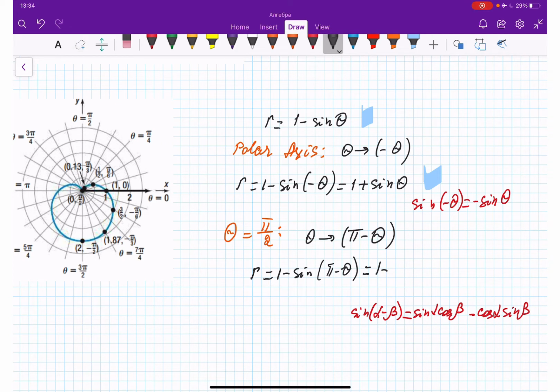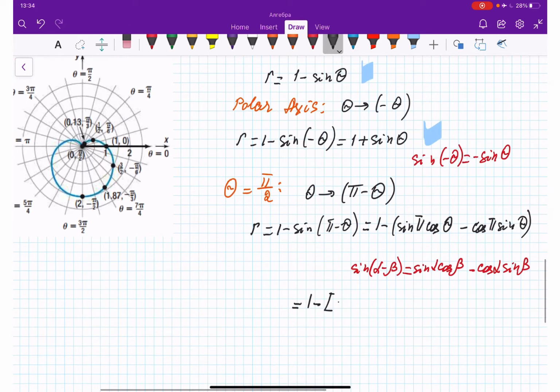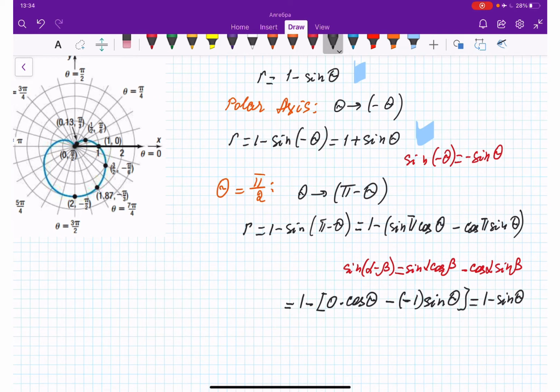So we're getting 1 minus sine pi cosine theta minus cosine pi sine theta, which is going to equal 1 minus, sine pi is 0, 0 times cosine theta, minus cosine pi is negative 1, times sine theta, and we have 1 minus sine theta. So the test is satisfied.